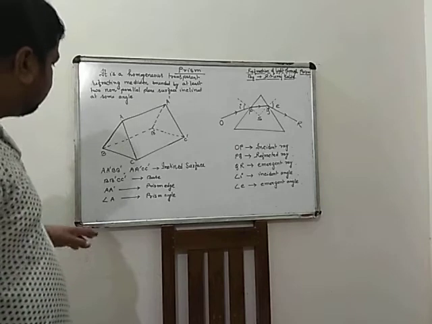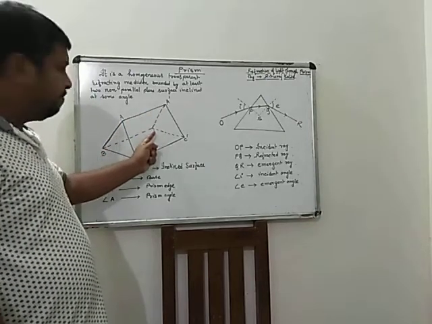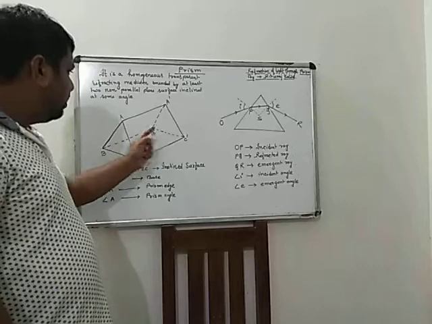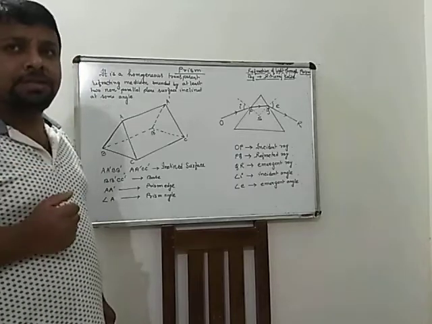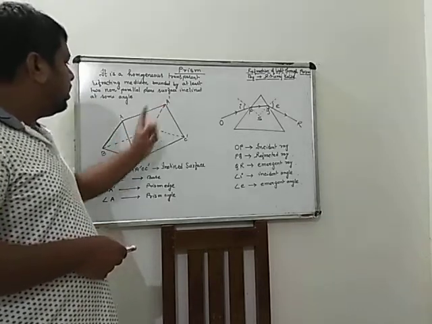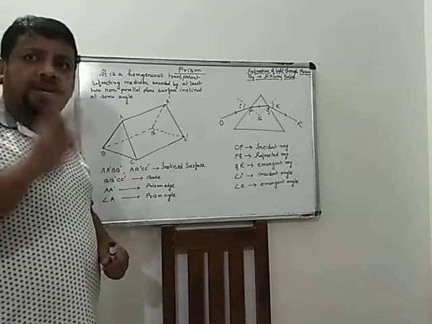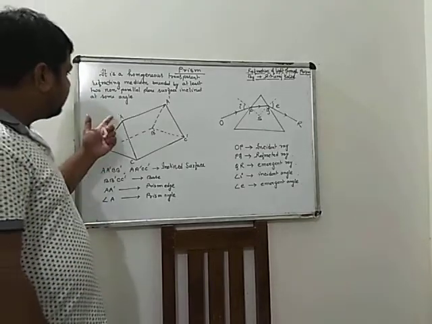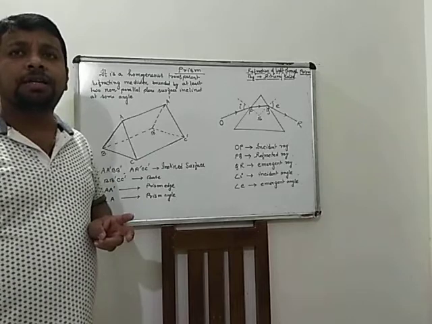So in this prism, we get 5 surfaces. First, you see these surfaces: A dash B dash, A dash C dash, and B dash C dash. These 3 surfaces are rectangular surfaces. Next, A B C and A dash B dash C dash. These 2 surfaces are triangular surfaces.